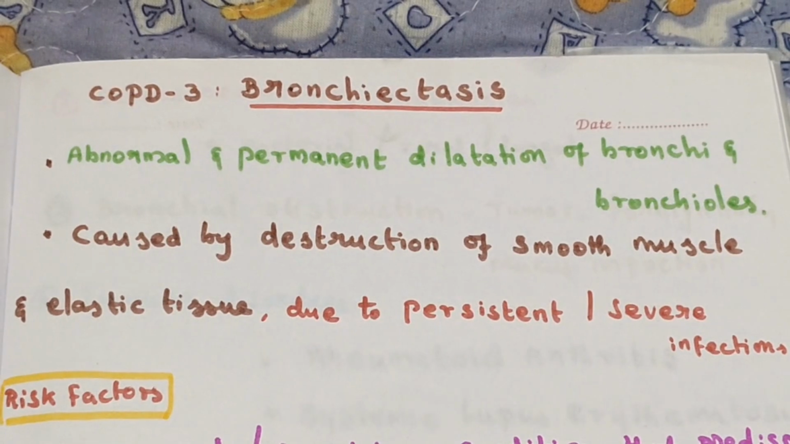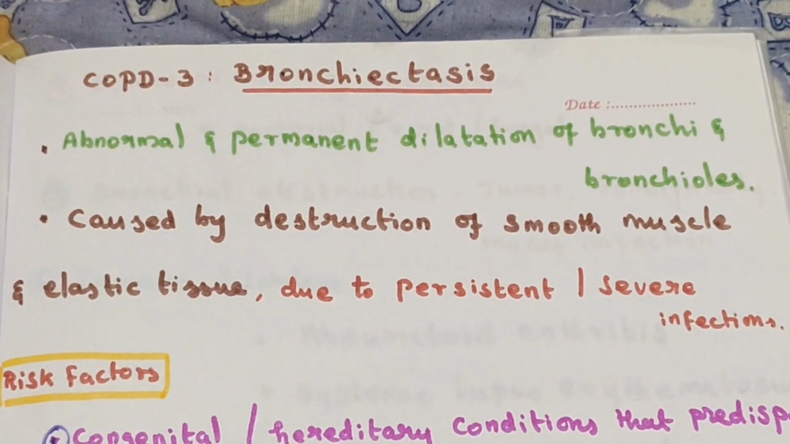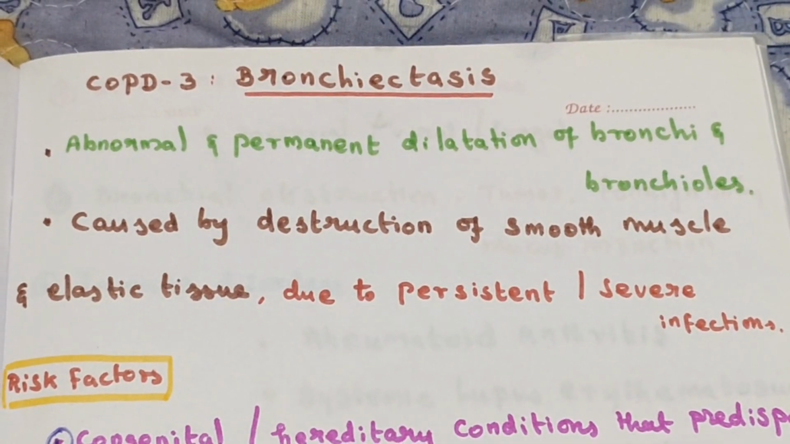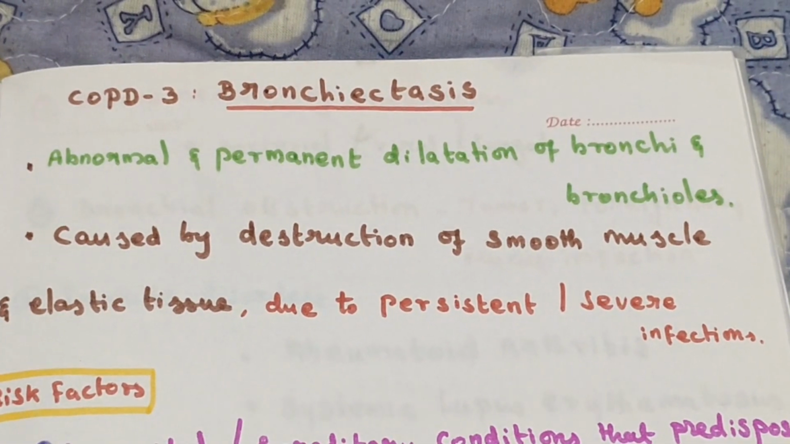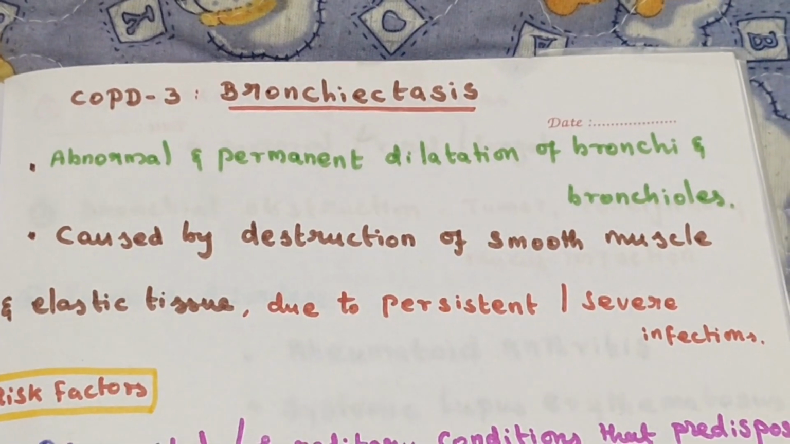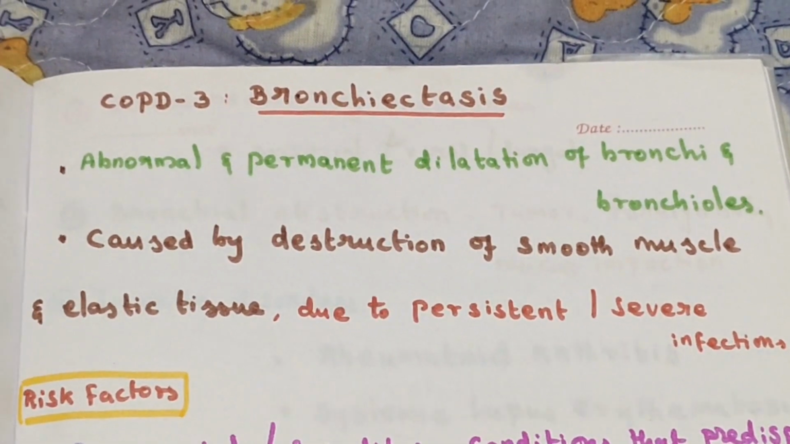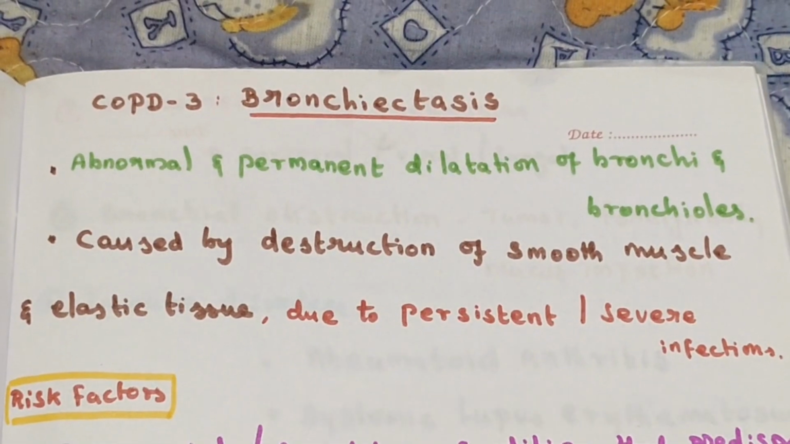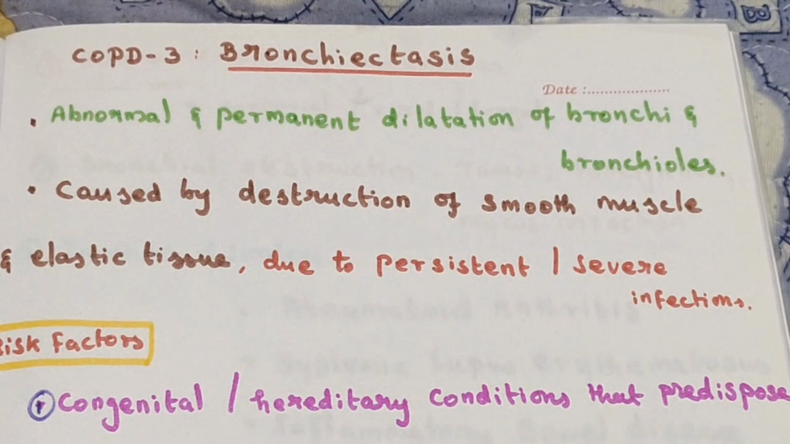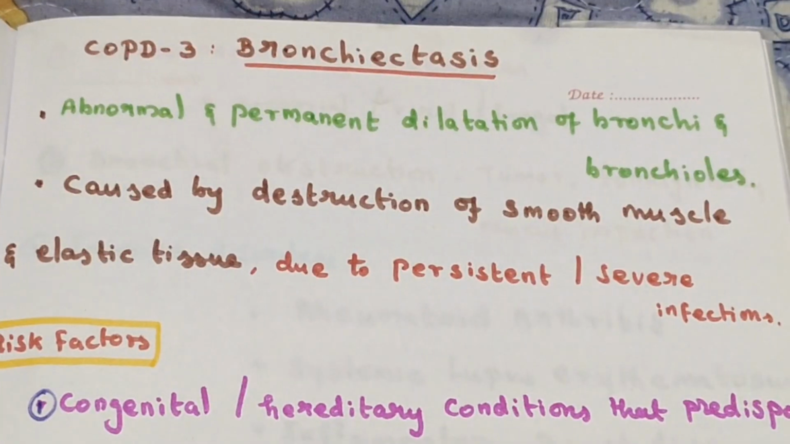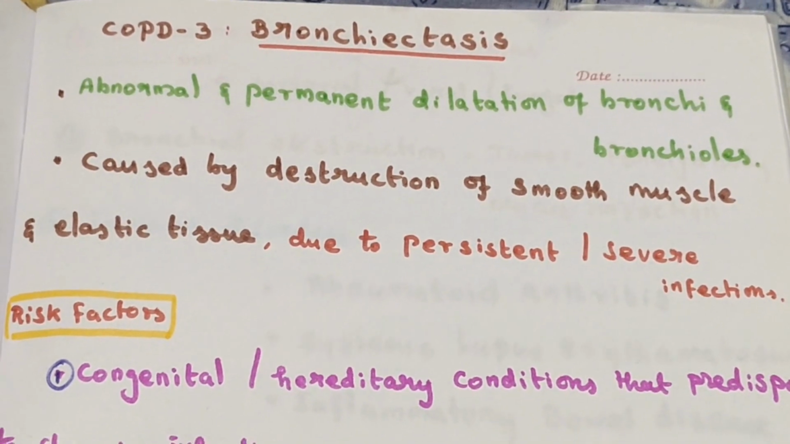And why are these destroyed? That is due to persistent or severe infection of the respiratory tract. So an abnormal and permanent dilatation of bronchi and bronchioles is called bronchiectasis. It is caused by destruction of smooth muscles and elastic tissue due to persistent or severe infections. Nowadays it is quite uncommon, because of better control of infection.